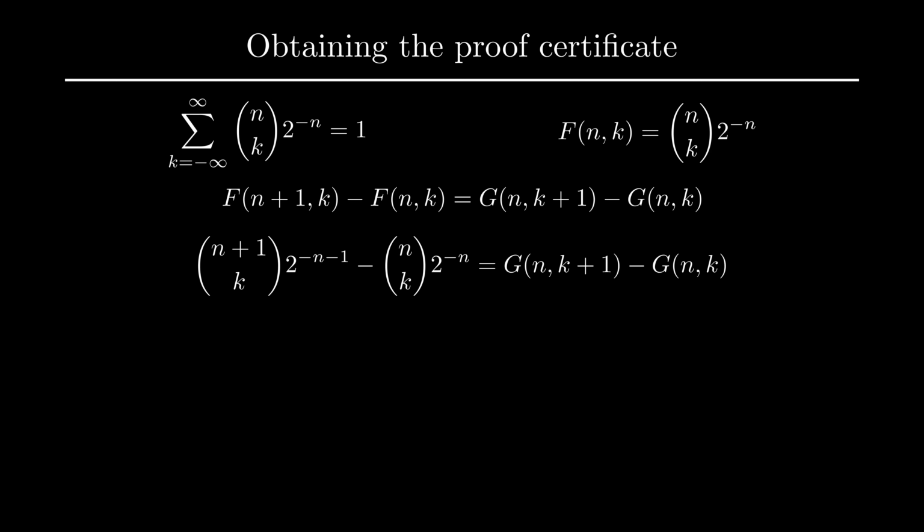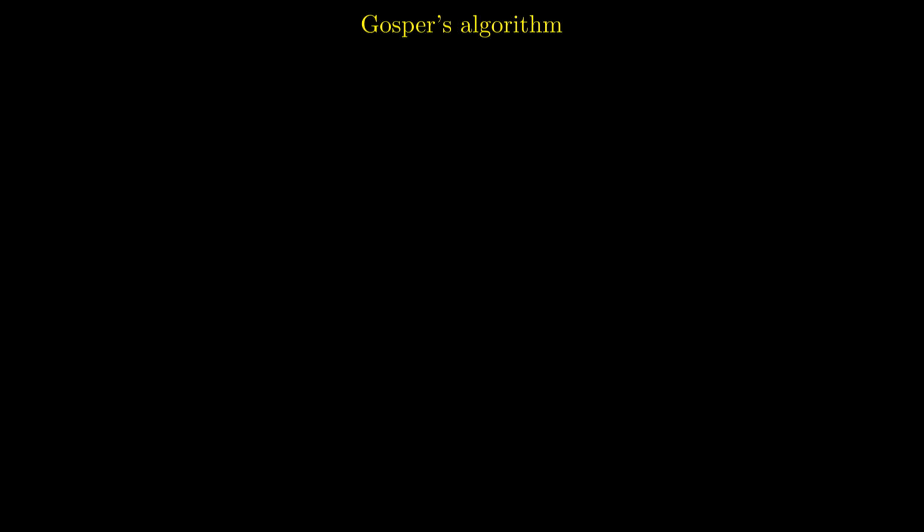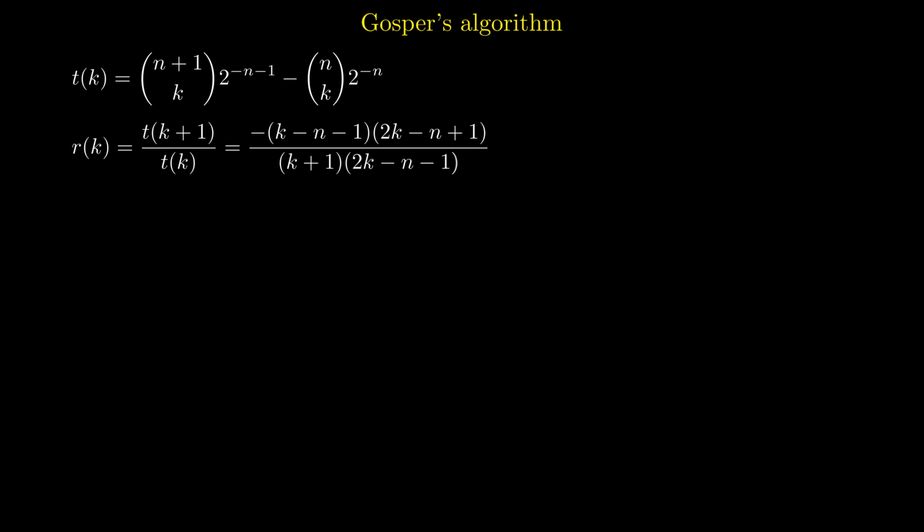side of this equation. Now treat the entire left side as a single term, and Gosper's algorithm is exactly what you need to find the g function on the other side. Let's run through this example step by step. First, let's declare what our t of k is. Next, we need to reduce this to rational solutions, and to begin, we need to know what r of k is. I'm going to shortcut the algebra on this one.